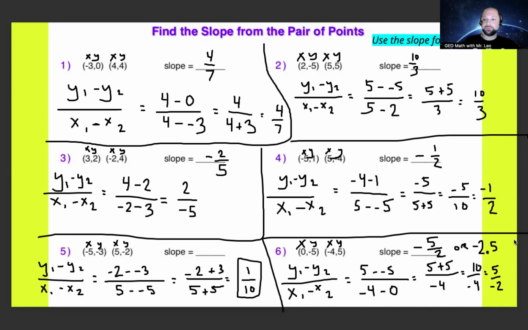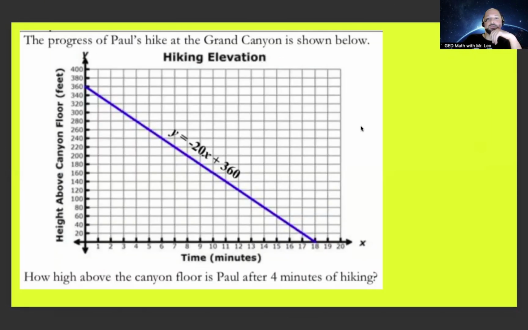Let's move on. Here is a word problem with a picture. How high above the canyon floor is Paul after 4 minutes of hiking? So let's just keep in mind here that every graph tells a story. What's the story here? The progress of Paul's hike at the Grand Canyon is shown below. How high above the canyon floor is Paul after 4 minutes of hiking?